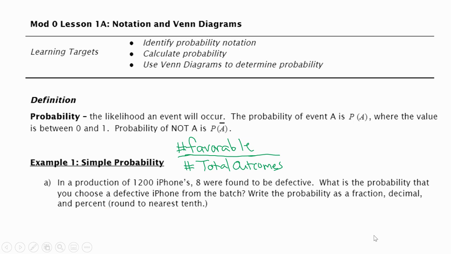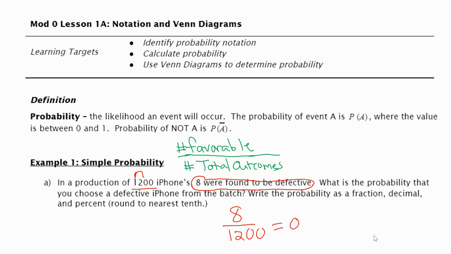So when we write this, our number of favorable outcomes, or what we're trying to focus on here, is that there's 8 that are defective. So the number of favorable would be 8. The total possible, or the number that we call our sample size, sometimes we call that n, is 1,200. And so when we write this, we can actually divide this out. So 8 divided by 1,200.